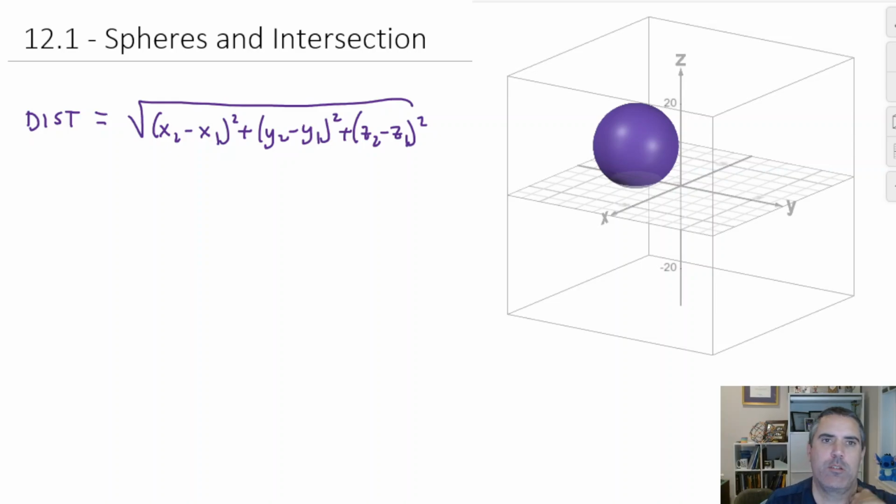Hey there, math fans. Continuing our little discussion of Intro to 3D. The moment you have the distance formula, you also have the equation for the sphere. Why is that? It's the same thing as in 2D.